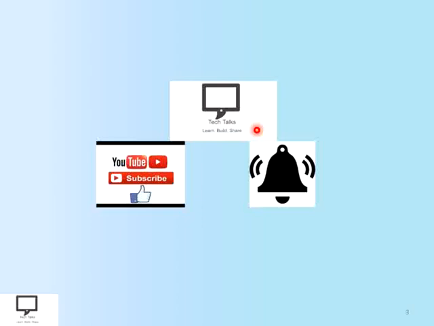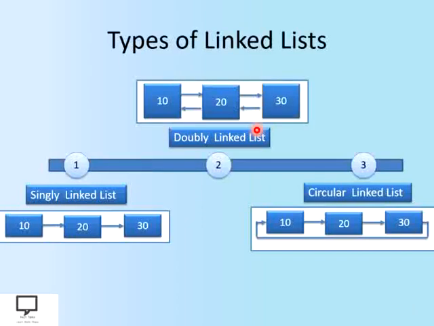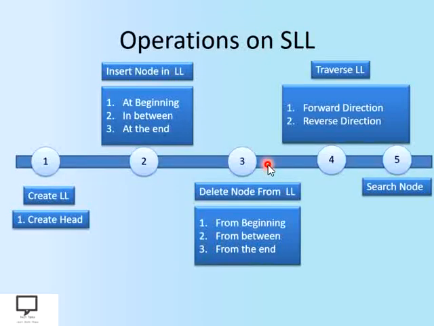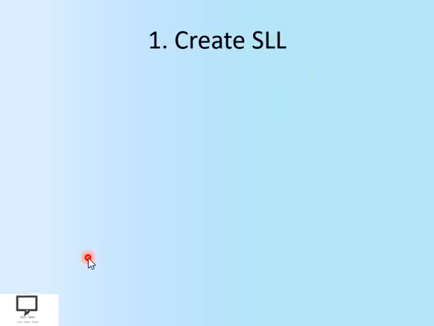Now let's see, first of all, the different types of linked list, from which I am going to cover a singly linked list in this video session. On that singly linked list, I have already explained which different operations we can perform, from which I am going to focus on the create and traverse operations. So these are the operations that can be performed on SLL, from which I am going to first cover how to create a singly linked list. So let's start with the creation of a singly linked list.